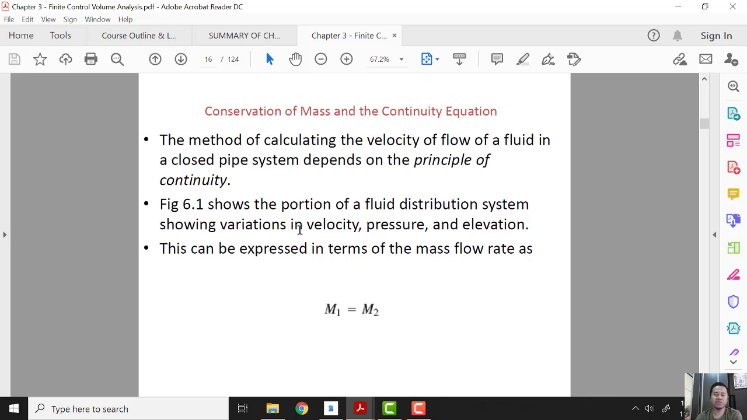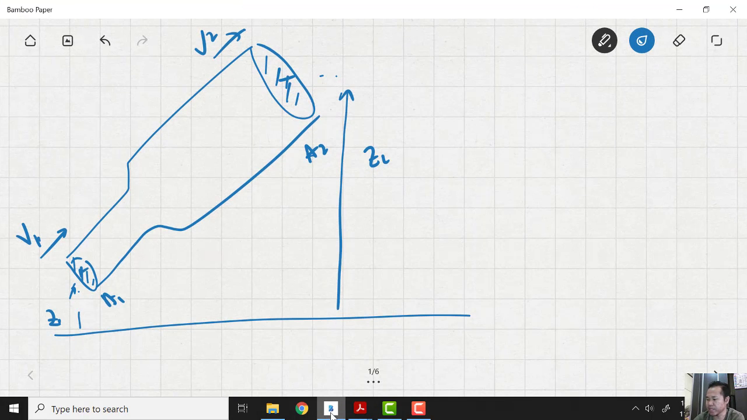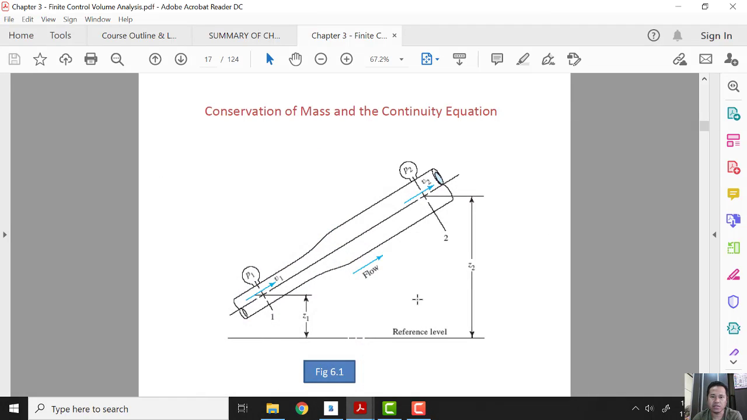Therefore, the conservation of mass states that m1 equals m2. It means that the mass at point 1 must equal the mass at point 2. Where the mass is equal at point 1 and point 2, it means that the mass is conserved. That's why we call it conservation of mass.